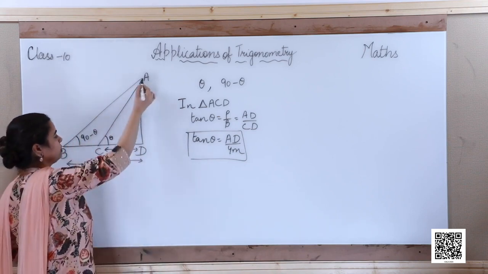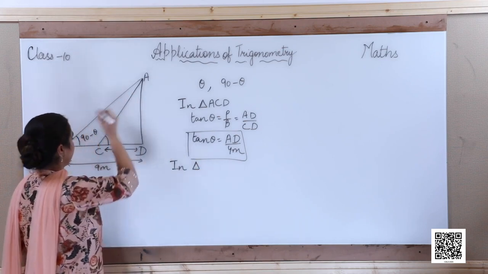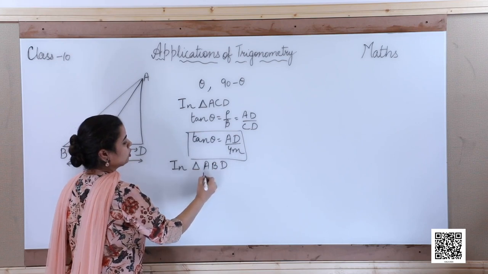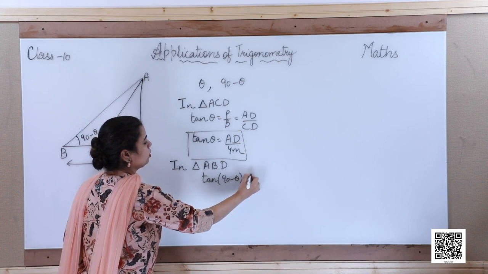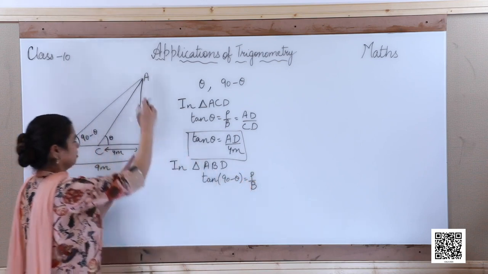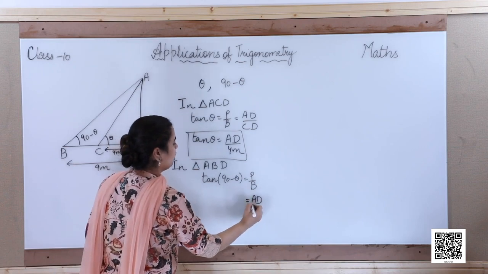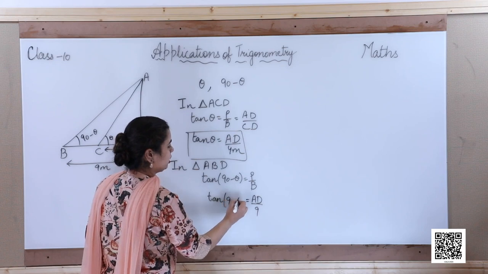Now I'll apply trigonometry to the bigger triangle. In triangle ABD, again I am going to use tangent or tan. Tangent of 90 minus theta is equal to perpendicular upon base, which is equal to AD upon 9. So tangent of 90 minus theta is equal to AD upon 9.